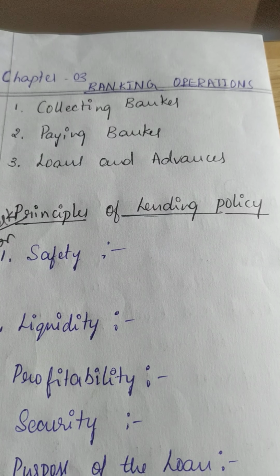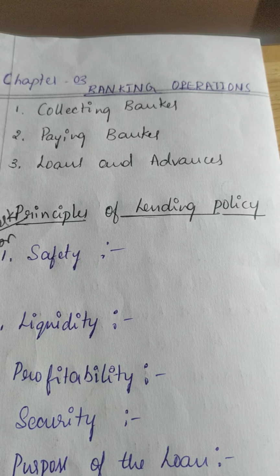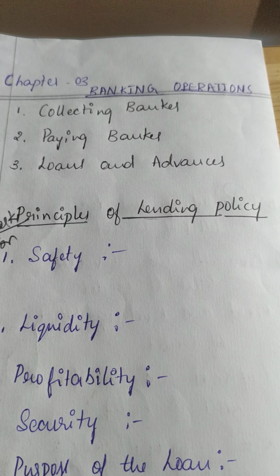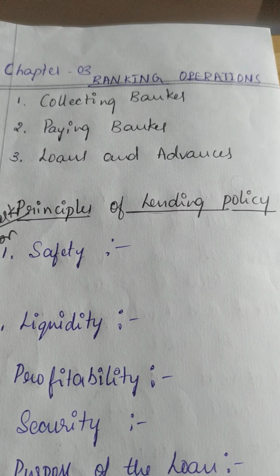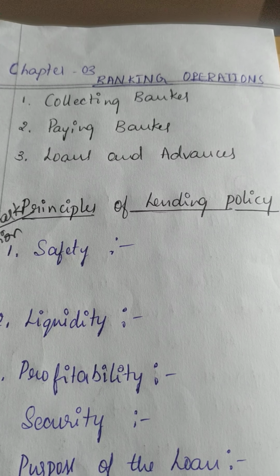A bank invests its funds in many ways to earn income. The bulk of its income is derived from loans and advances. So banks provide loans and advances to traders, businessmen, industrialists and other types of sectors. Therefore, banks have to follow cautious policies and sound lending principles in the matter of lending.